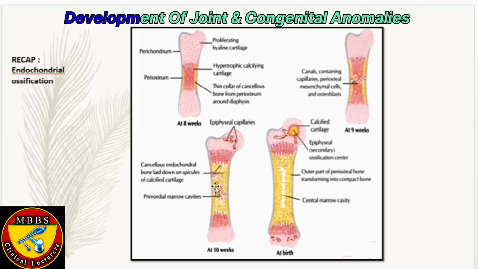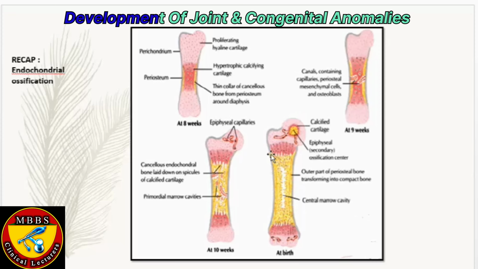Now, the osteoprogenitor cells, which differentiate into osteoblast cells, they will start to lay down bone over the already existing remaining spicules of the calcified cartilage. In this way, bony tissue is formed in the shaft area. So at birth, whole shaft is ossified so that the collar of the bone, which was present initially, will form a thick compact bone at the periphery, and in the center there will be spongy bone around the marrow cavity.